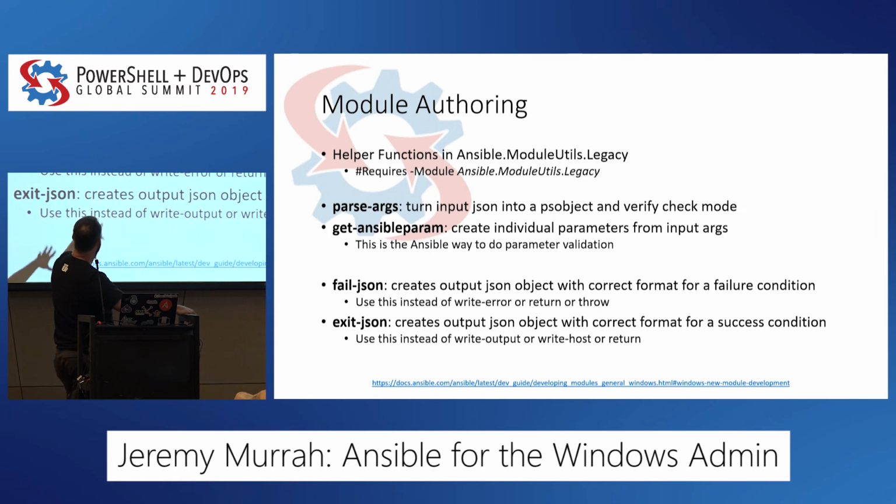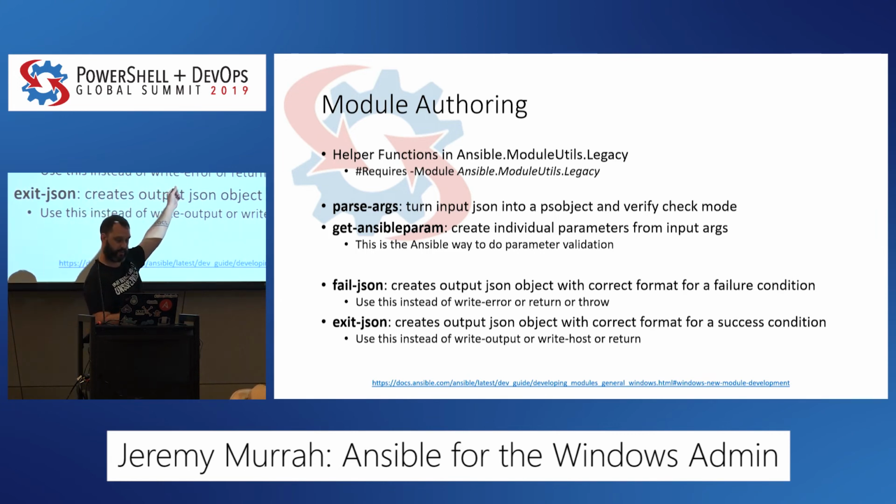So these are your primary functions that you're going to care about. The top two are handling your inputs. The bottom two are handling your outputs. Basically, what we're doing here is, we've got $args as a blob of JSON text. The ParseArgs function takes that and turns it into a PS object with properties for each of the parameters. So it makes it a little more PowerShell-y and does the stuff with check mode for you. It sets the check mode variable based on that default thing that came over. So that creates a PowerShell object.